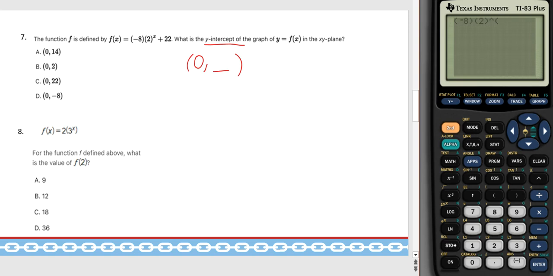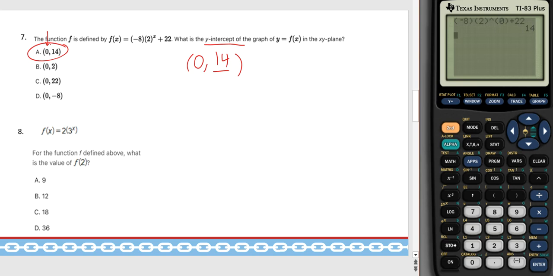Whatever that intercept is. So they're telling me that the x value is 0, and they want to know what the y value of that intercept is. What is the y-intercept of the graph in the xy plane? And we see in our multiple choices here how they all start with 0 comma. So y-intercept is when x is 0, and then the plus 22 from the end of our original function. So I can hit enter, and I see that the answer is 14. So that would be answer choice A.